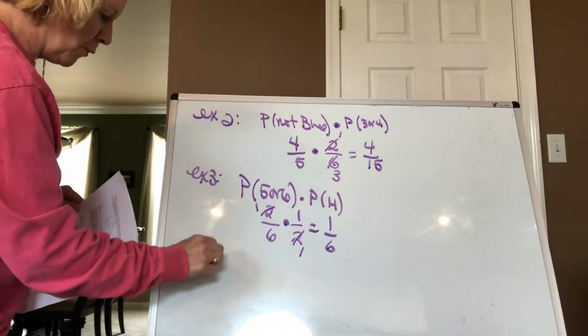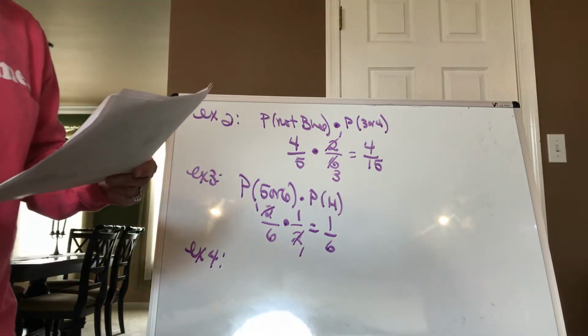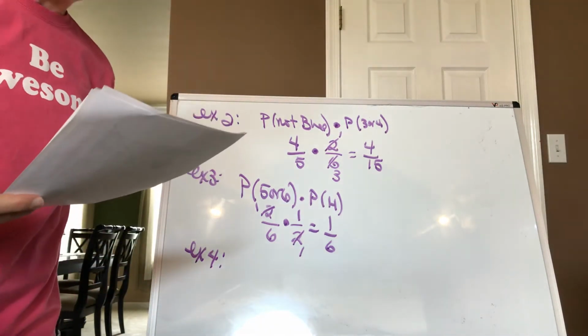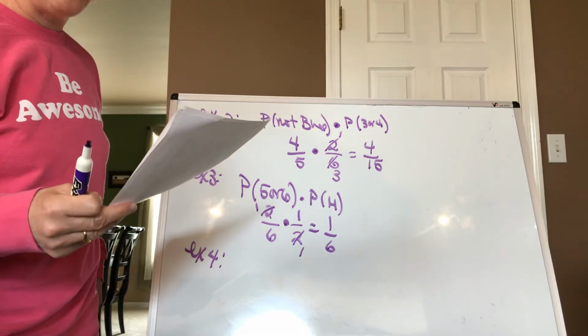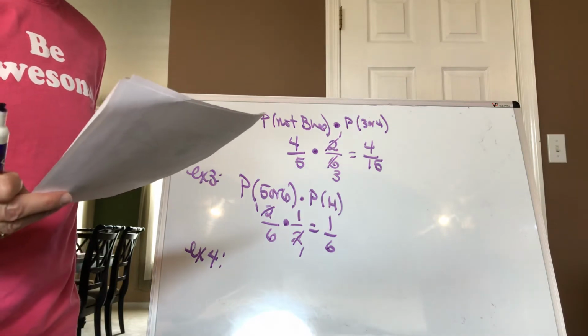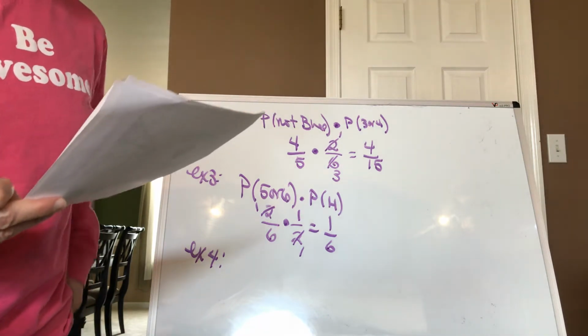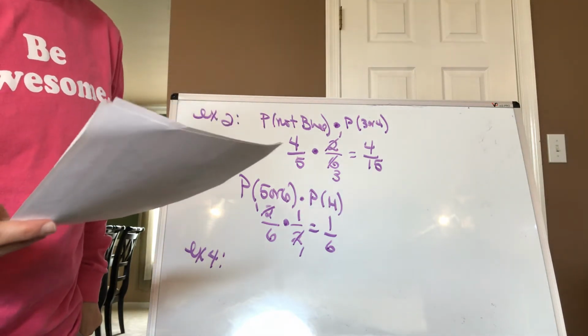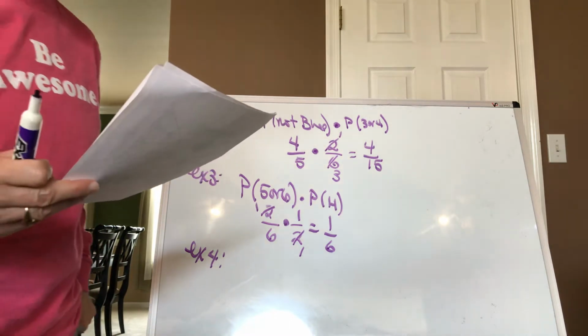Example 4. It says, there are 4 oranges, 7 pears, and 5 apples in a fruit basket. Iggy selects a piece of fruit at random and then returns it to the basket. First of all, I wouldn't do that, but whatever. We're just doing a math problem.